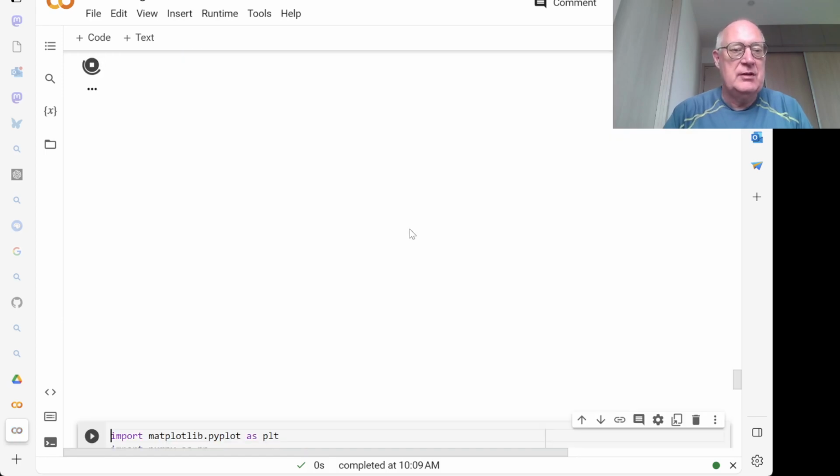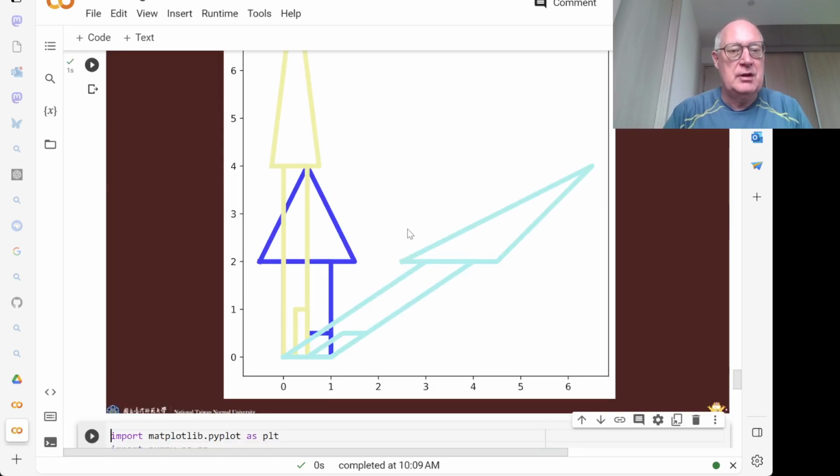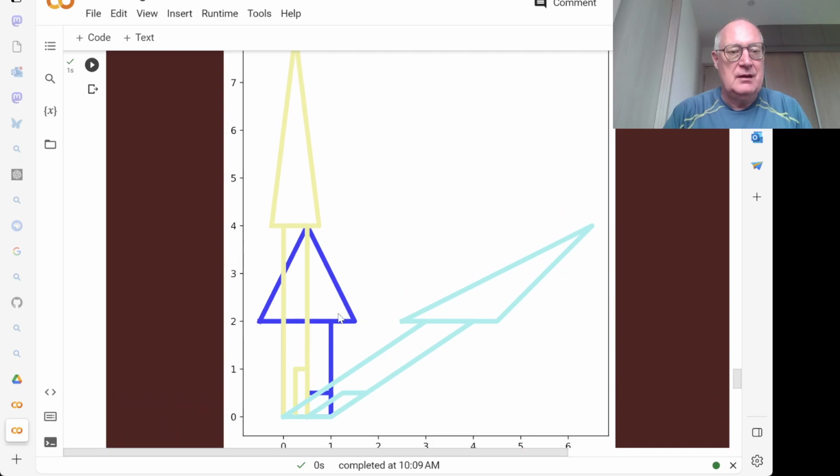So here are some examples of scale and skew operations. Here is my original arrow. Here I scaled y by a factor of 2 and x by a factor of 0.5. So now my arrow is shrunk and much longer, but it's still aligned with the coordinate axis.